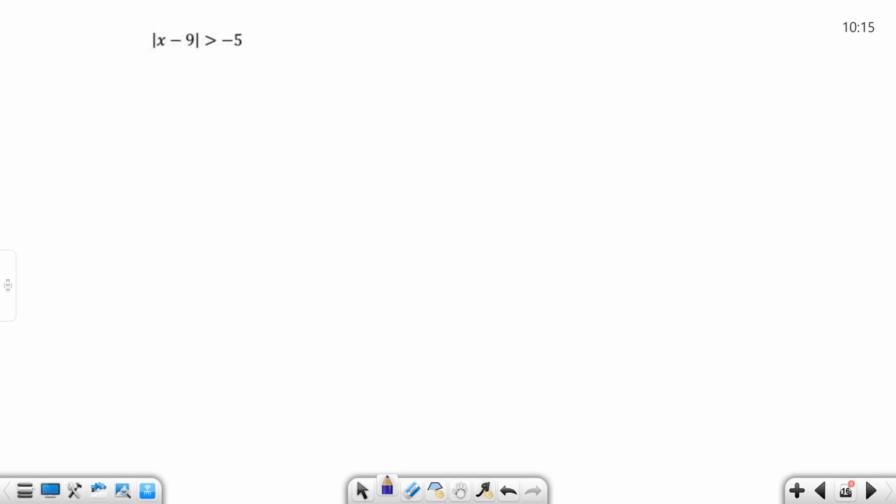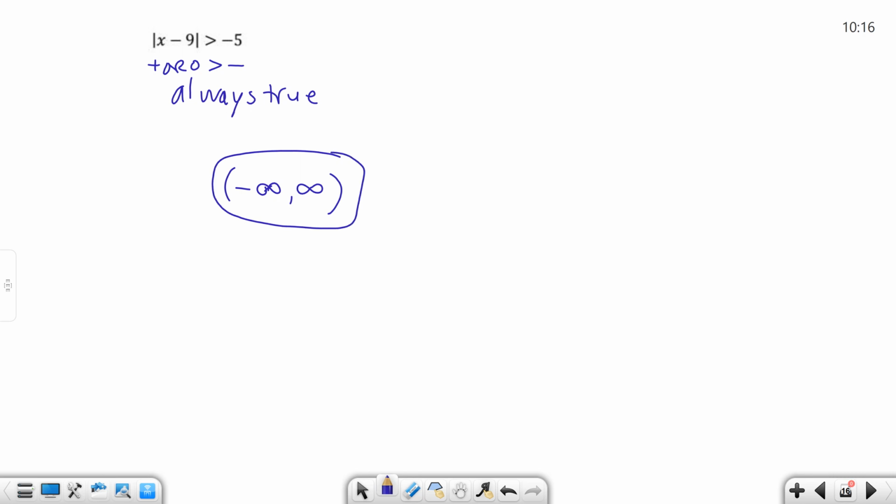So absolute value of x minus 9 greater than negative 5. All right, so here greater than, but it's still a negative. That tells me, wait a minute, I need to have a little pause here. I've got the absolute value compared to a negative. Positive or 0 greater than a negative. When is that true? This is always true. So that means what? Everything works.